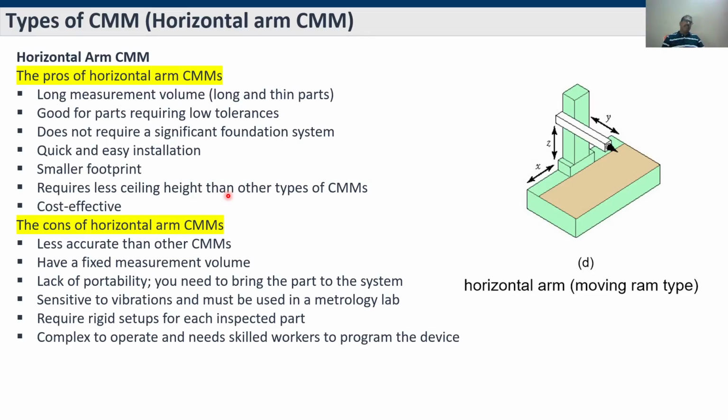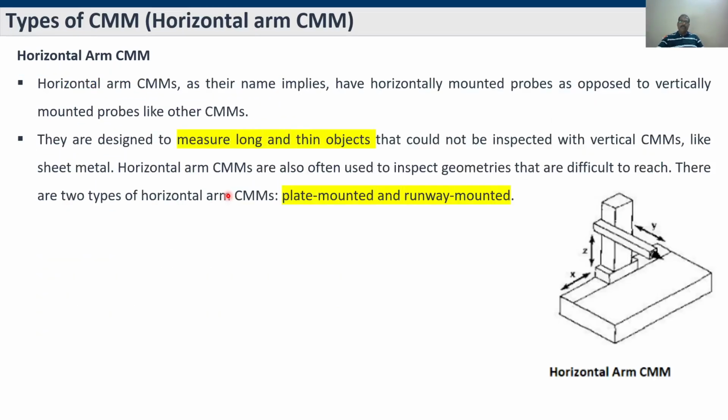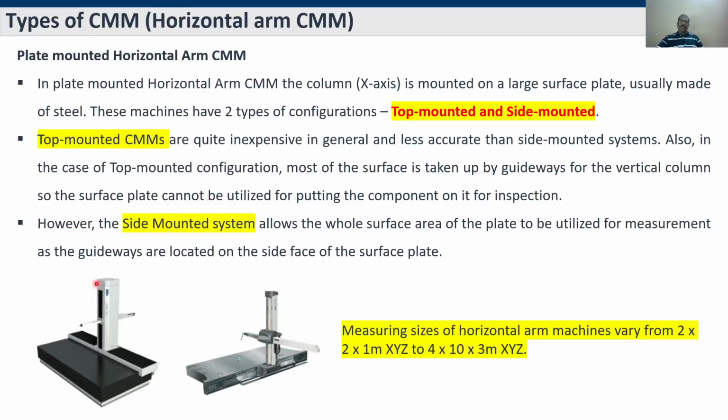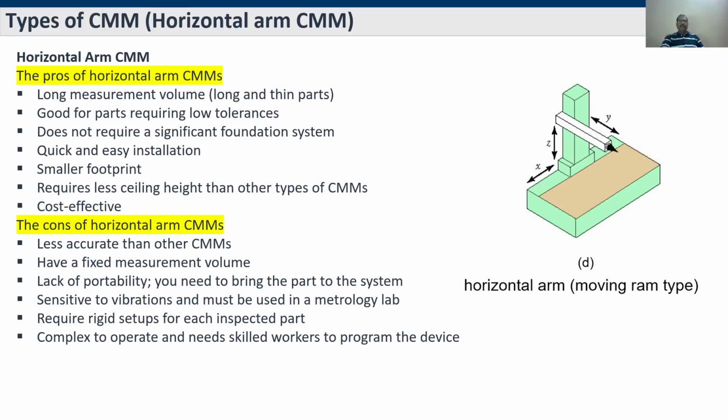Side mounted means if you have gateways, you can mount it, or top mounted means you can put it on the top. But other types need special setups compared with this horizontal type, and it requires less ceiling height than other types of CMM, but it again depends on the range. The range of this horizontal arm is up to 3 meters, so you need that much space only. It is comparatively cost effective, but less accurate than other CMMs.